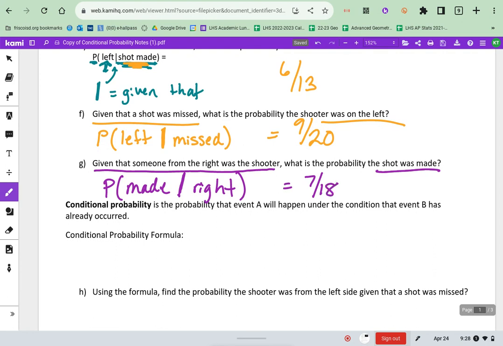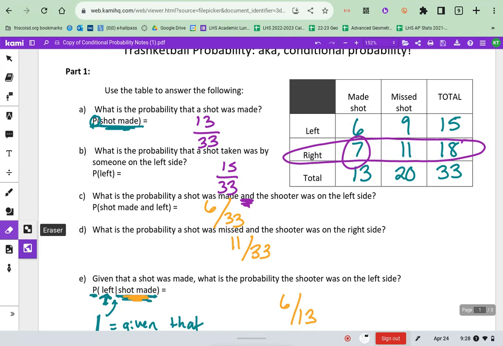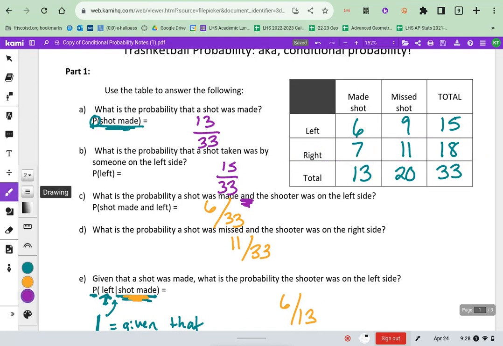So whenever you see "given that," this is conditional probability. And we can do conditional probability just like we've been doing with a table. But sometimes we don't have a table to use, and so we're going to use a formula instead. And the formula I'm going to give to you guys would have worked for the problems that we've already done. So I'll show you how we could do one of the problems that we just did using the formula instead.